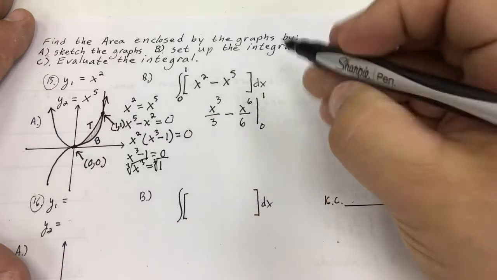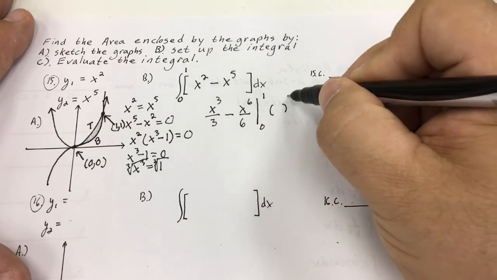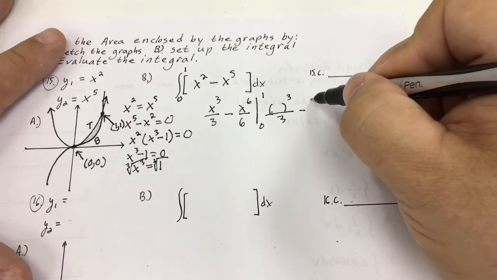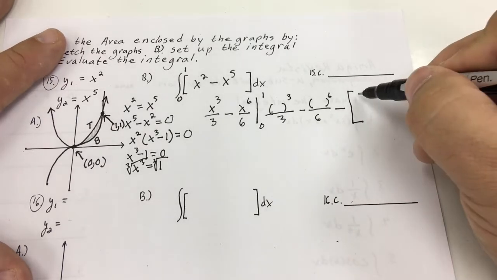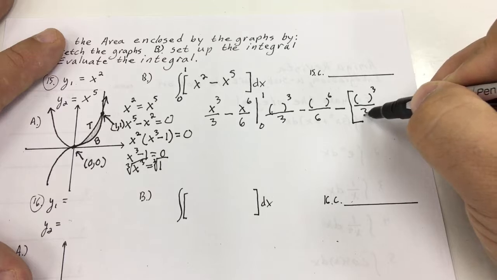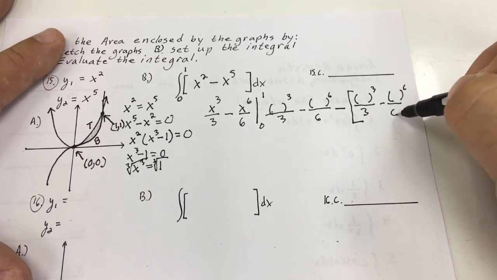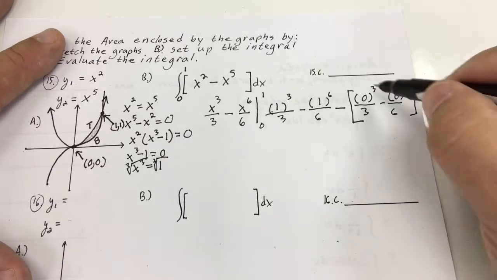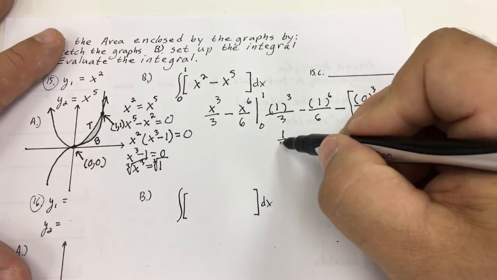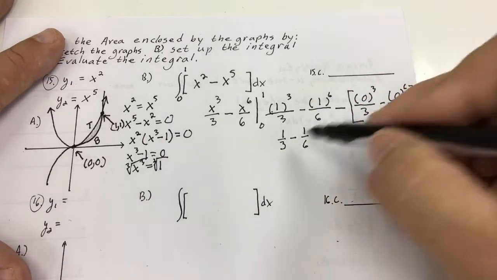Now I'm going to set up my template, something cubed over 3 minus something to the sixth over 6, minus a big quantity now because I have to distribute that negative. The same template, something cubed over 3 minus something to the sixth over 6. I plug in the 1 up front. And this is nice. I plug the 0 in the back, and this all goes to 0. So this is going to be 1/3 minus 1/6.